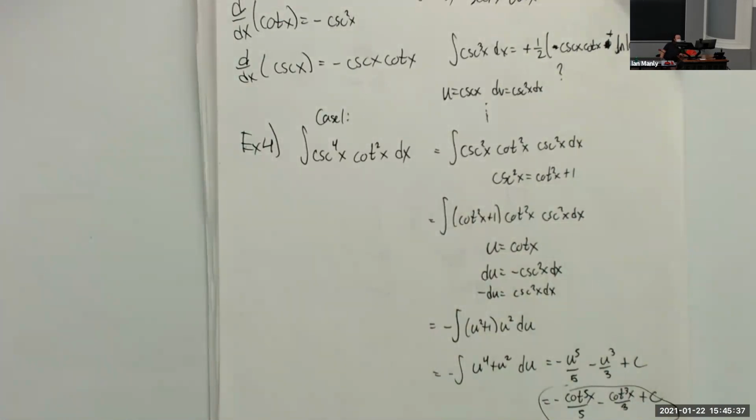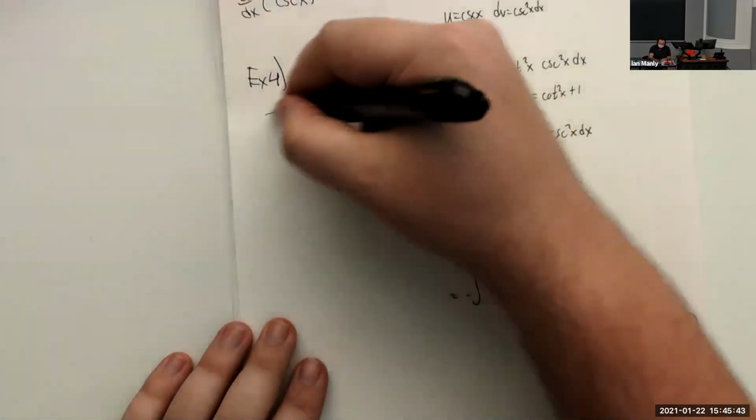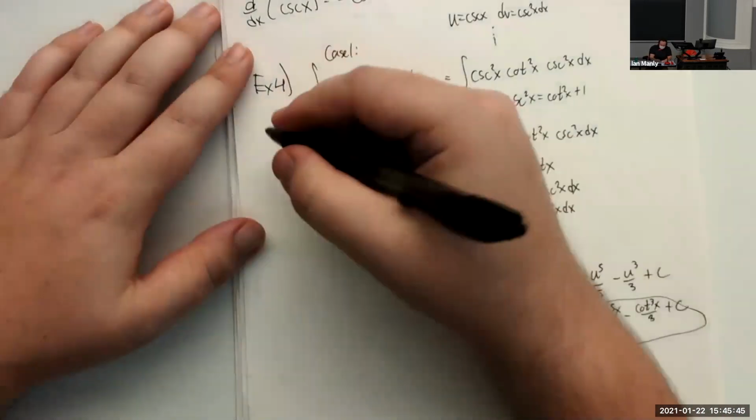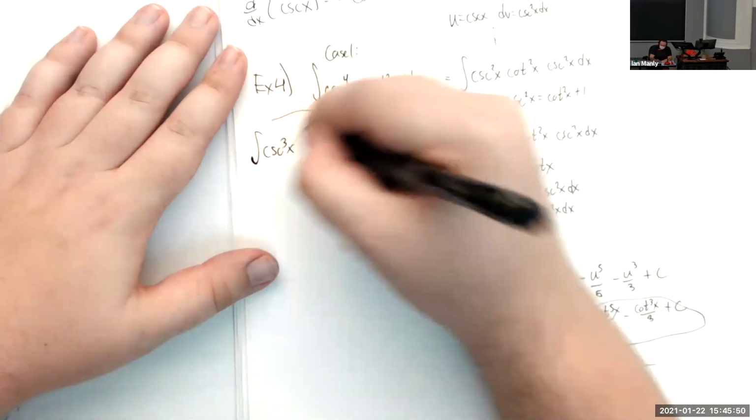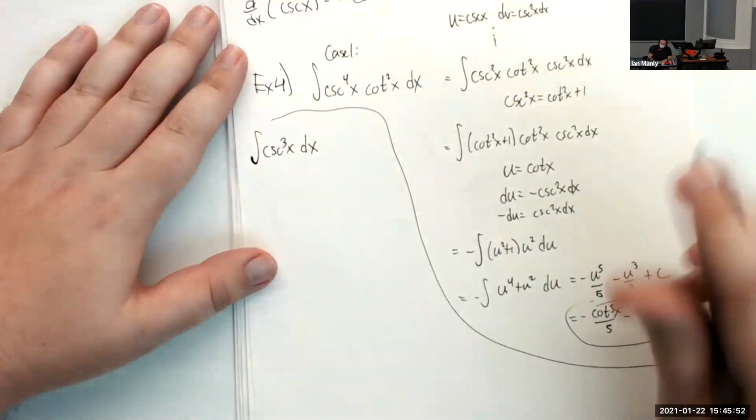All right, let's see. How are we doing on our time here? All right, we got 5 minutes. I'm going to go ahead and do this from scratch.